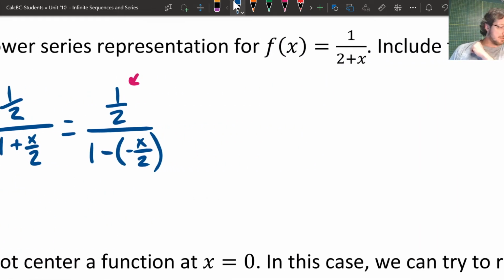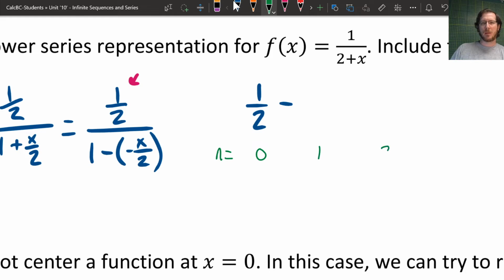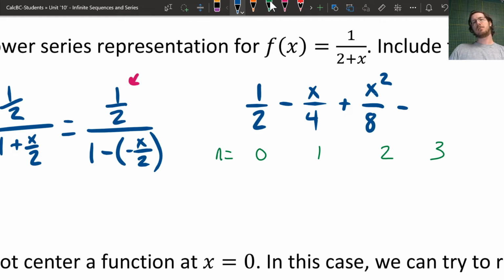All right, so first term is 1/2. And again, we've got a negative, so we're going to be alternating again. Let's keep track of our n values. All right, we're multiplying by negative x over 2. So our next term is going to be subtracting x over 2, times 2 is 4. Change sign, times negative x over 2. X times x is x squared. 4 times 2 is 8. Times negative x is going to be x cubed. 8 times 2 is 16, and so on.